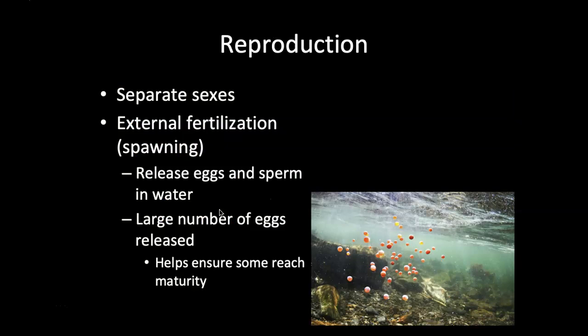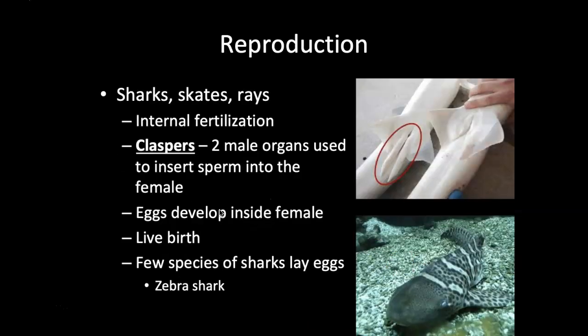So how do fish reproduce? There's actually going to be separate sexes for fish. Most will have external fertilization known as spawning. This is where the females will release the eggs into the water, and the males will actually swim over the eggs and release their sperm. What this allows for is a large amount of eggs to be released, hopefully increasing the odds of those eggs reaching maturity, developing, and growing into the next generation of fish.